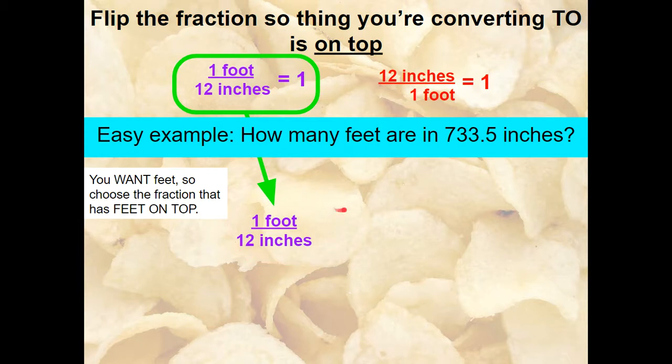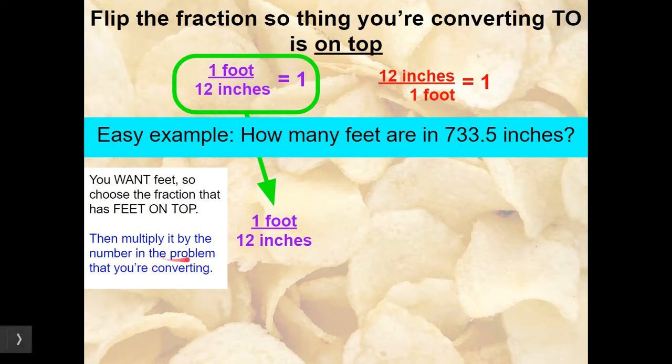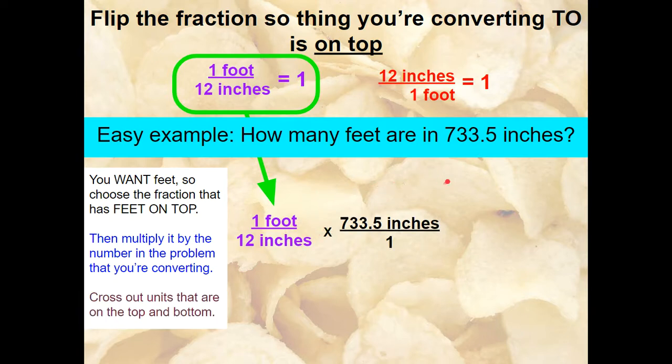This is equal to 1, and we're going to multiply it by the number in the problem that you're converting, okay? Remember, we can multiply anything in the world by 1, and it's still going to equal itself. So it doesn't matter. This is the mathematical trick that you are using just to convert stuff, okay? All right, so we're going to multiply that by the number in the problem. There it is. Okay? Then we're going to cross out units that are on the top and the bottom.